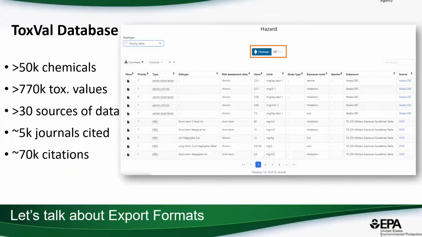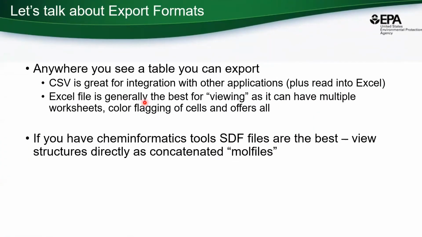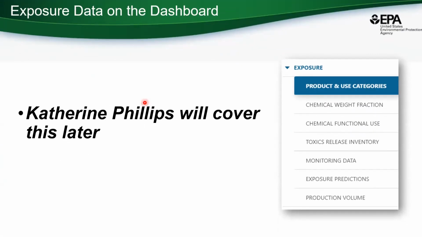Anyway, you see a table such as this, you can always download it. So your download button allows you to download an Excel file or a comma separated or tab separated file. We also provide access to something called SDF files. I showed you at the beginning that thing called a mol file, which is atom-atom connections, bond order, stereochemistry, and layout. The SD files are a way to download 1,000 chemicals in that format so that if you have cheminformatics tools, you can view them at the desktop.